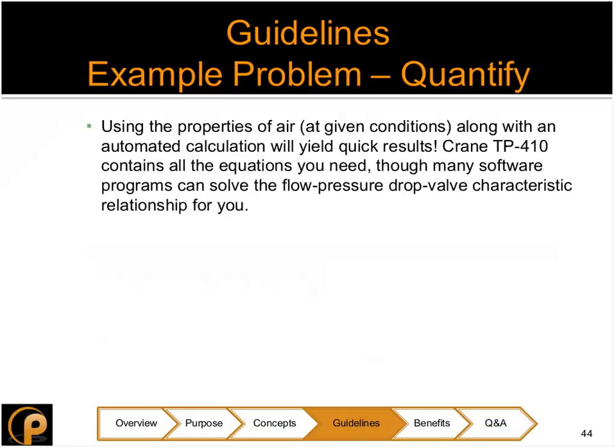Sorry about that. Using the properties of air at the given conditions, along with an automated calculation, will yield quick results. The result that I'm looking for is a mass flow rate through a control valve given certain characteristics like CV and delta P. The mass flow rate that we come up with is 3,103 pounds per hour.